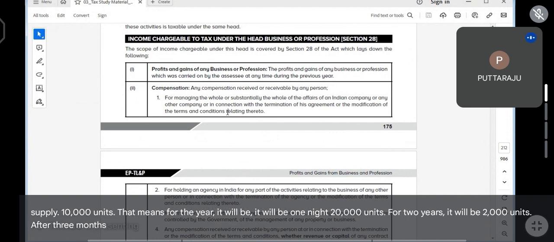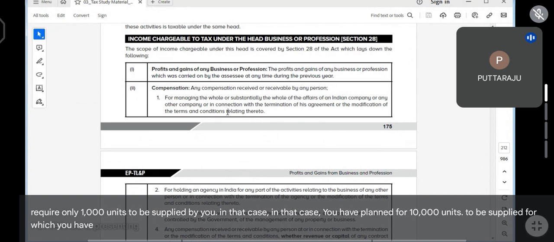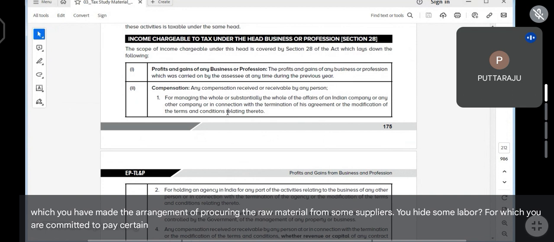After 3 months or 4 months, they modify the contract. Instead of 10,000 units to be supplied, they require only 1,000 units to be supplied by you. In that case, you have planned for 10,000 units to be supplied, for which you have made the arrangement of procuring the raw material from some suppliers. You hired some laborers, for which you are committed to pay certain salary. Yes or no?